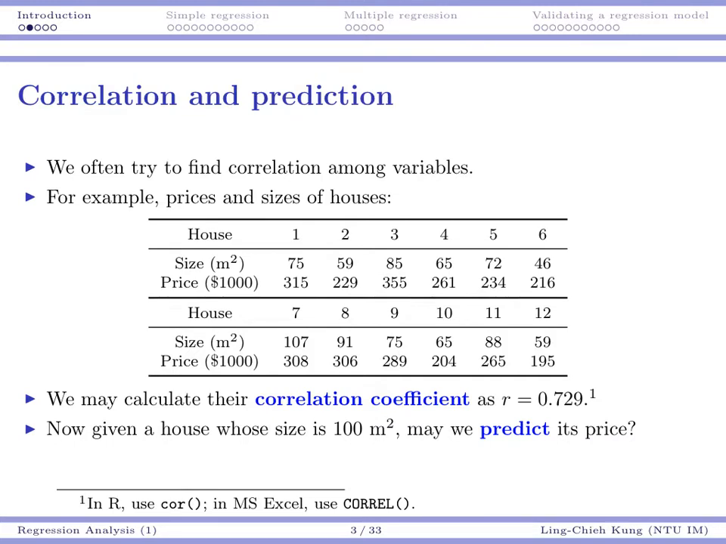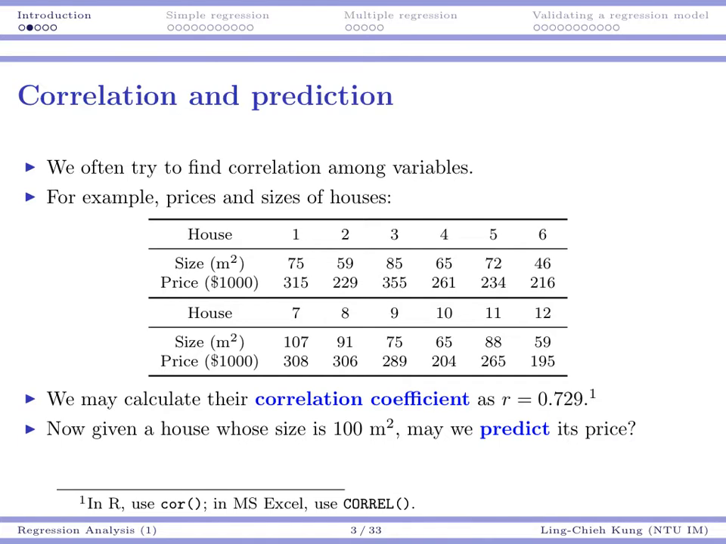We know that there is something called correlation coefficient. And in this particular example, we can calculate that as 0.729. Okay? If we are using R, there is a function called COR, or if you are using Excel, there is a function called CORREL. You look up the manual, you can easily calculate the correlation coefficient.